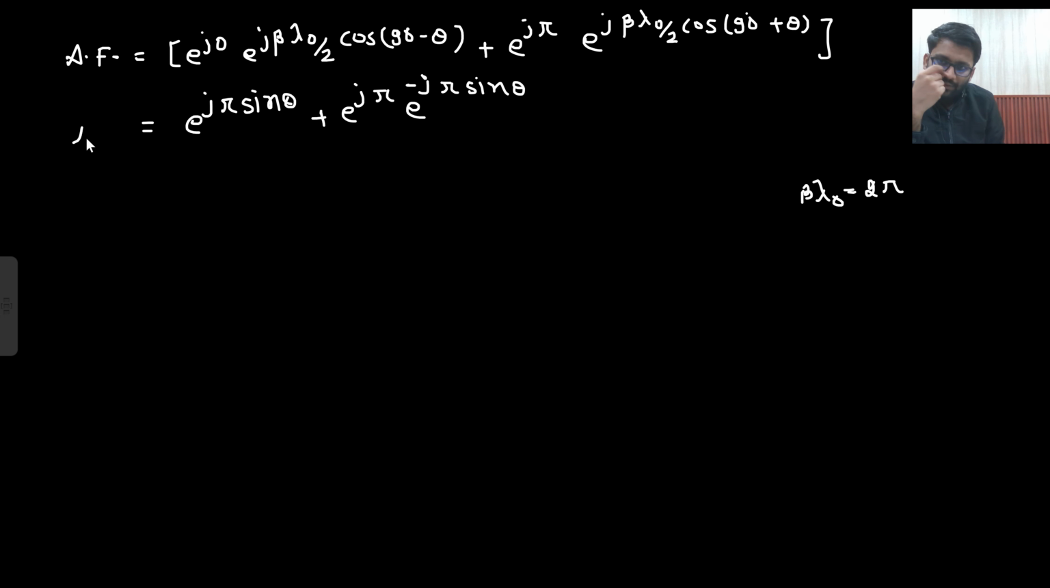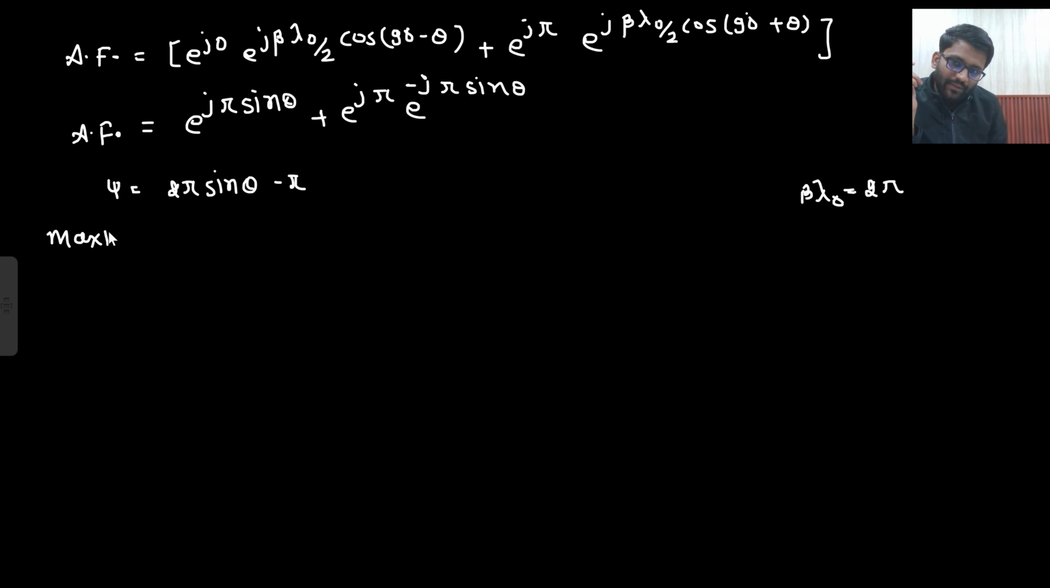Okay. Now if I find the phase difference, you can find it from anywhere. I am finding from here to here. So that would be 2 pi sin theta minus pi, that is, pi sin theta minus pi plus pi sin theta. So that would be 2 pi sin theta minus pi.